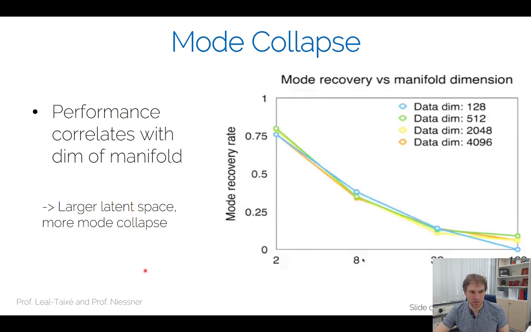So here we have the recovery rate again, and here we have the manifold dimension, right? We have also the data dimension. Manifold is like the latent vector Z dimension, right? And this is the data dimension. But data dimension doesn't seem to matter too much here. Basically, it goes down the larger the space. But you also want to have enough control eventually, so you want to have a reasonably large space. So this is something you also have to consider, like how big you want to make that space.